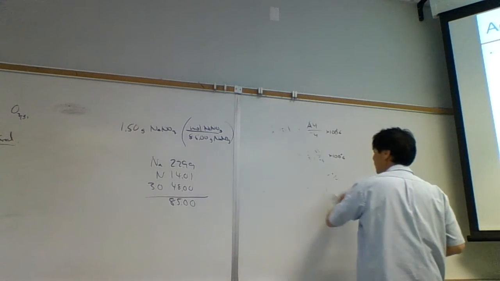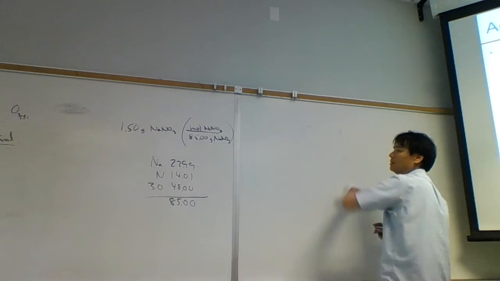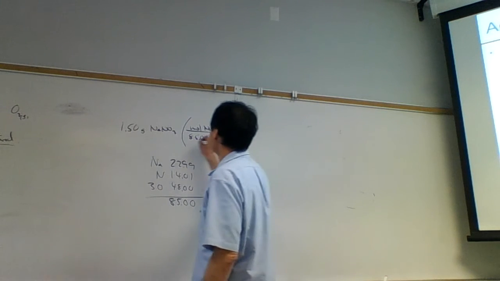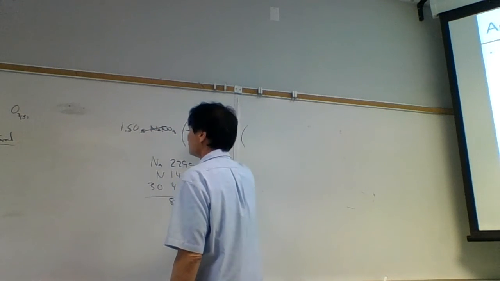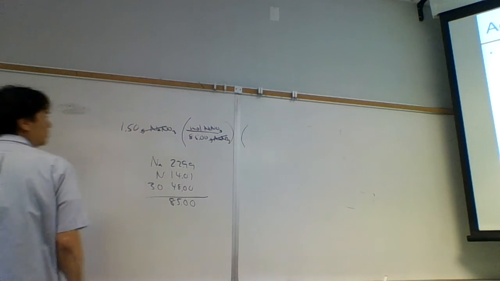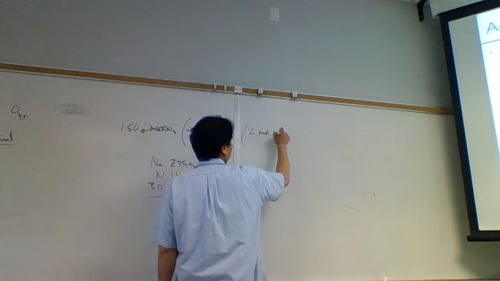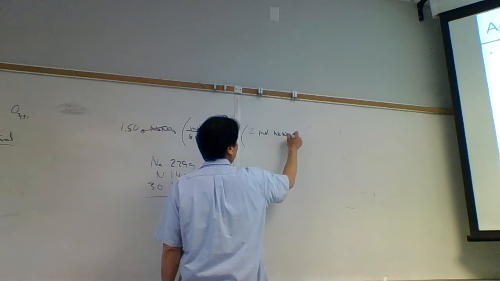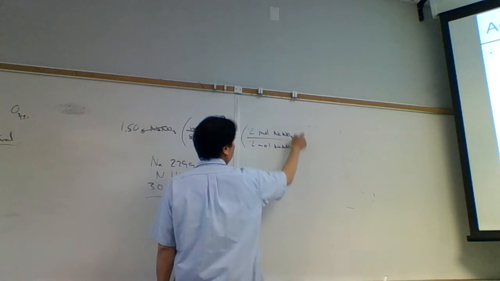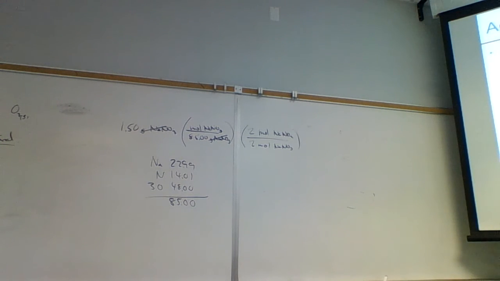Here, of course, we don't have to worry about limiting reactant and excess reactant because there's only one reactant, sodium nitrate. And so grams of sodium nitrate cancel, that leaves us moles of sodium nitrate. So for every 2 moles of sodium nitrate, we should get 2 moles of sodium nitrite. So it's a 2-to-2 ratio. 2 moles of sodium nitrite for every 2 moles of sodium nitrate, or you could just do 1-to-1.